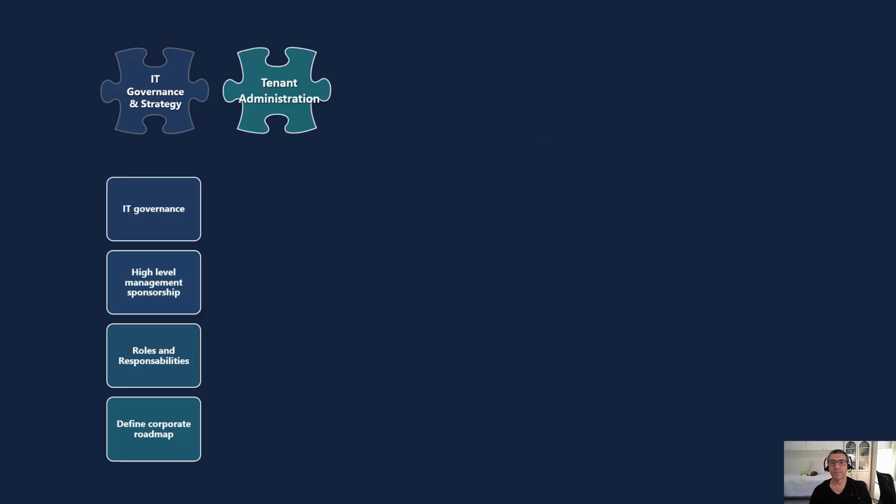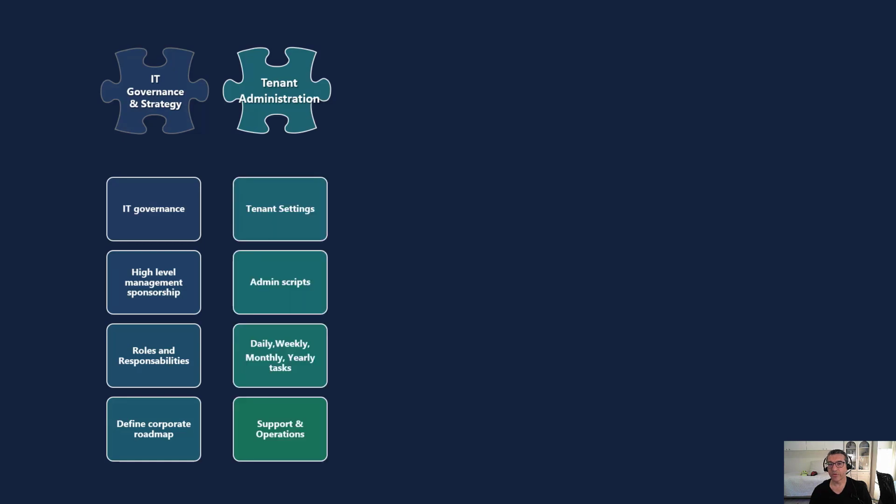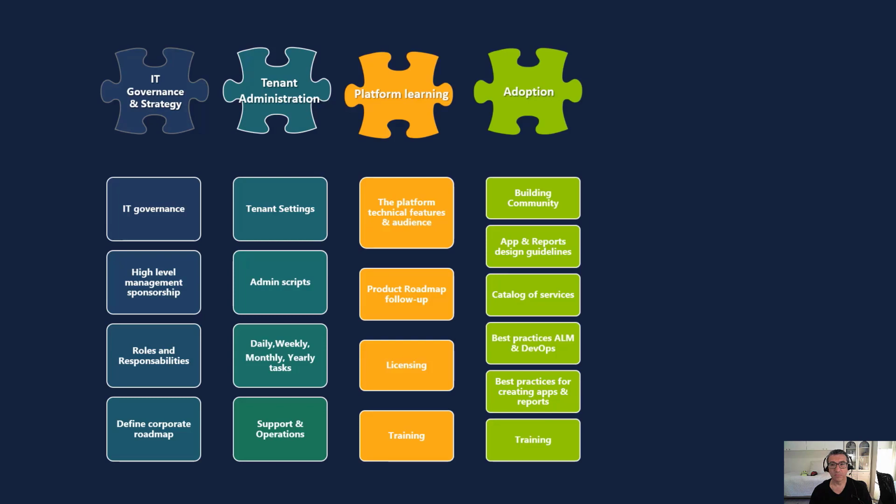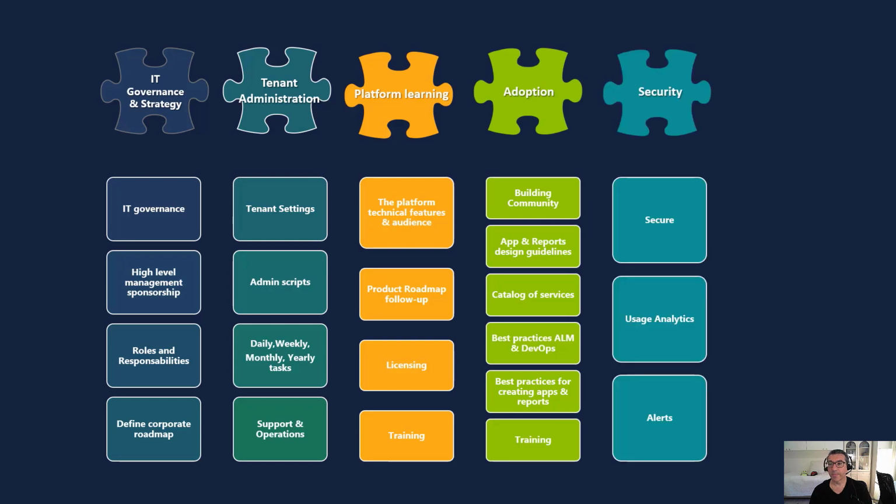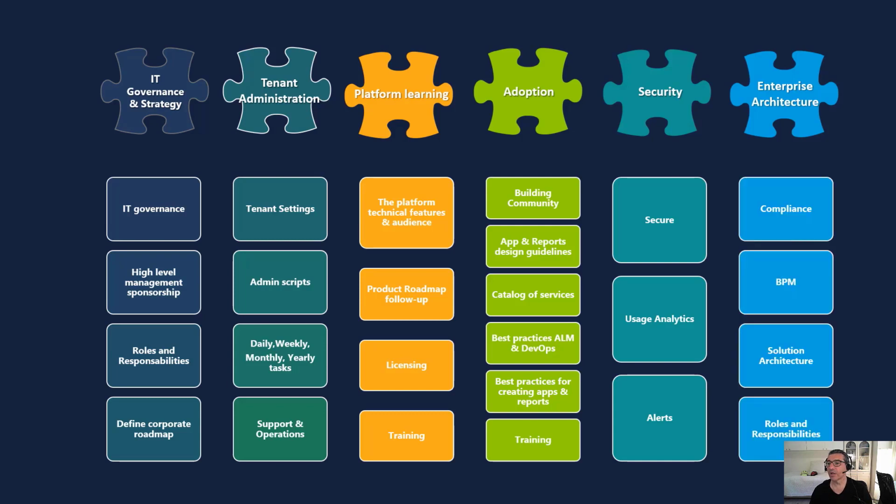For instance, we focus on IT governance and strategy, so we have a checklist for that. For tenant administration, we have another checklist. Platform learning, adoption, security, and enterprise architecture. In this session, I will talk a little more about one specific topic of enterprise architecture, which is BPM, business process management.